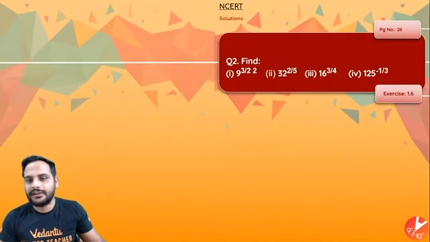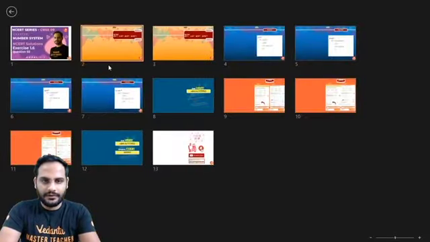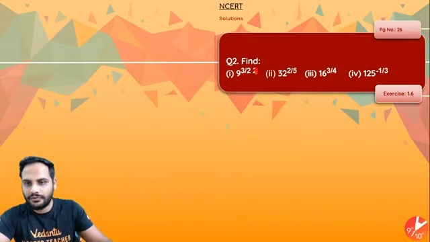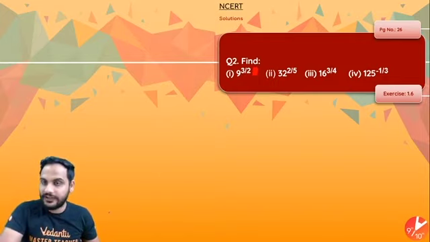So the question is to find the values of these. There is a printing mistake here. This is 9 raised to the power 3 by 2 only, not 2, it is only 2. 9 raised to the power 3 by 2. The second one is 32 raised to the power 2 by 5, then 16 raised to the power 3 by 4 and 125 raised to the power minus 1 by 3.